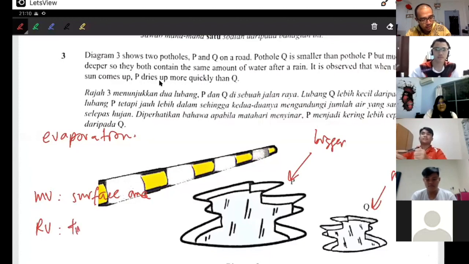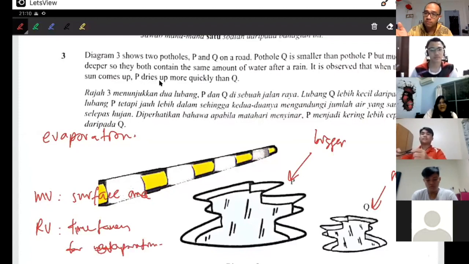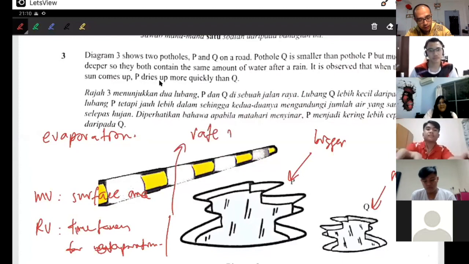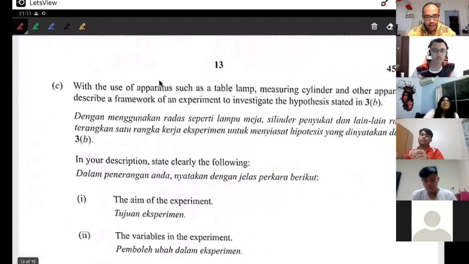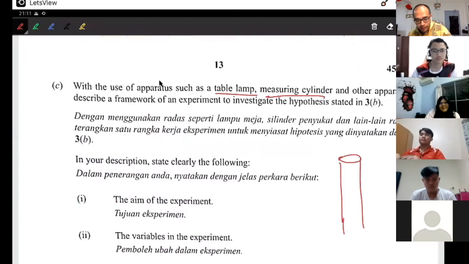Yes. Okay, time taken for water for evaporation lah. Okay, time taken for evaporation alias juga dikenali sebagai the rate of evaporation. This is our apparatus, table lamp, measuring cylinder. Okay, measuring cylinder is a cylinder penyukat yang panjang begini ni. Okay, this is a measuring cylinder yang ada senggatan di tepi ni.